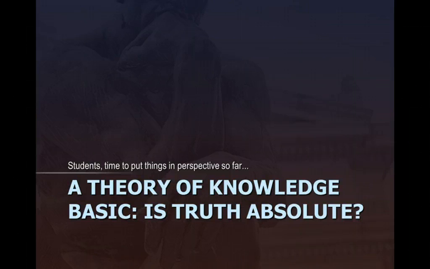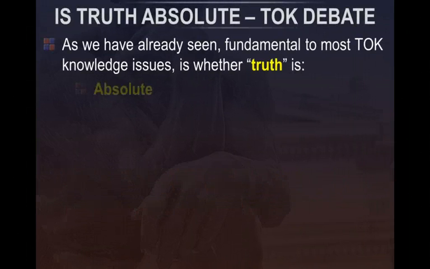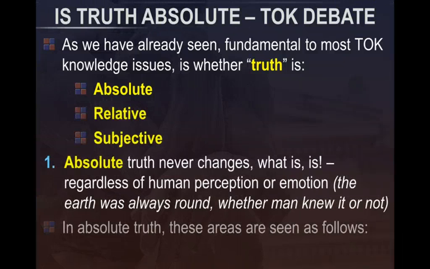Okay, so let's look at that in a sort of a TOK way. Is truth an absolute? So I'm going to present three positions. Truth is absolute, which means whatever's true is true, it never changes, right? Like again, the world was always round, even if people didn't believe it was round, the truth is it was always round. That kind of position. Truth is relative, and this relates to what we talked about with relativism. And truth is subjective. This is more of an individualist approach.